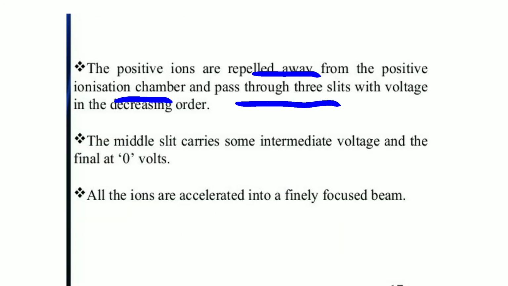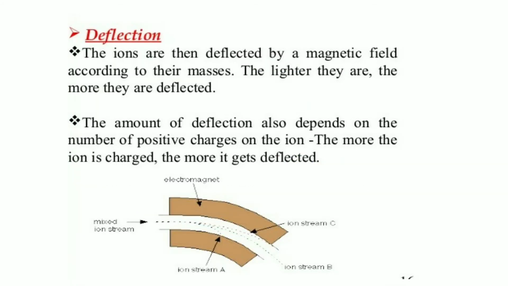The positive ions are repelled away from the positive ionization chamber and pass through 3 slits with voltage in decreasing order. The middle slit carries some intermediate voltage, and the final one has 0 voltage. All the ions are accelerated into a finely focused beam. Accelerated means the positive ions are in motion.